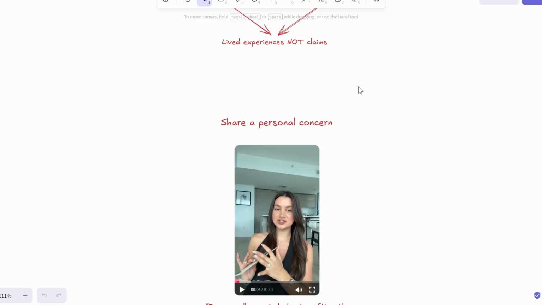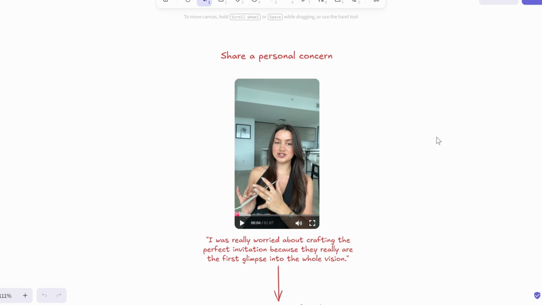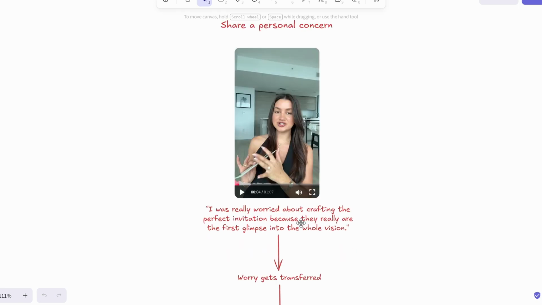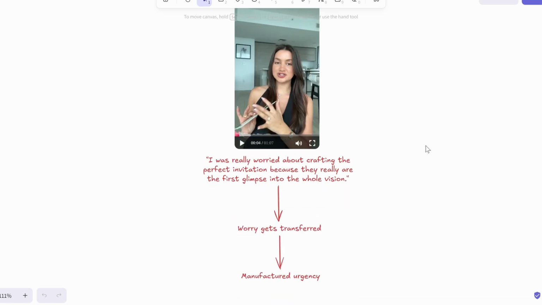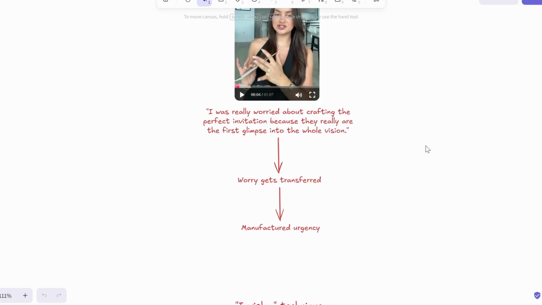Now, the second technique is to share a personal concern after you've established the identity mirror. I was really worried about crafting the perfect invitation because they really are the first glimpse into the whole vision. Here's what makes this powerful. Once the viewer sees the creator as someone living their exact life, the creator's concerns become their concerns. The worry gets transferred. The viewer walks away feeling an urgency they didn't have before they started watching, because someone they identify with just told them this is something worth worrying about.